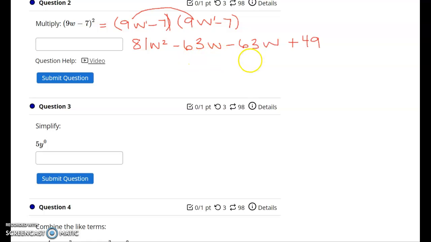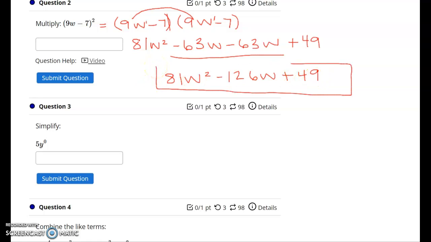Now we want to look, can we combine any like terms? Well, if you look here, we've got those two. So we'll still have 81w squared. That's not a like term with w, and so we can't combine them, but we can combine these two. So we'll get negative 126w and then plus 49. So just keep track, if you're multiplying, that's when you can combine things and they become bigger. But when you're adding and subtracting, you can only combine like terms.